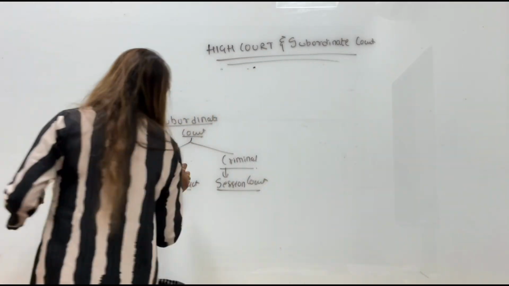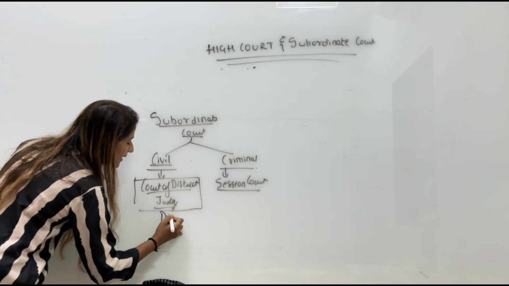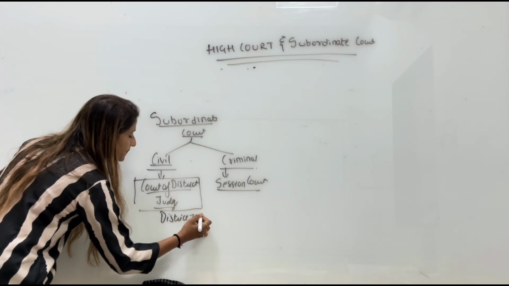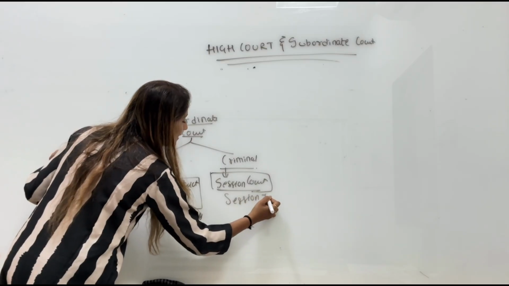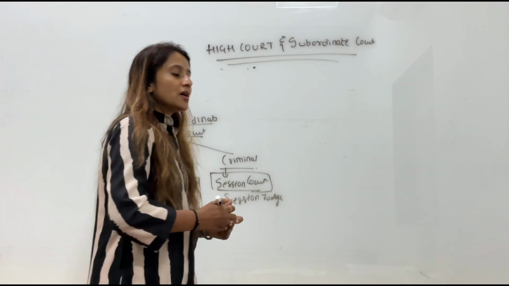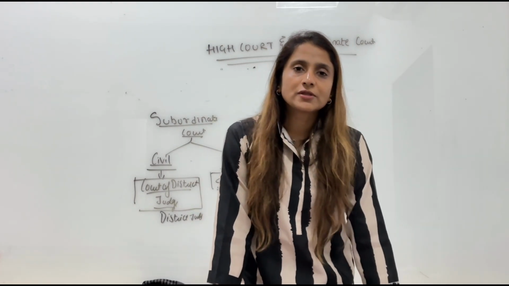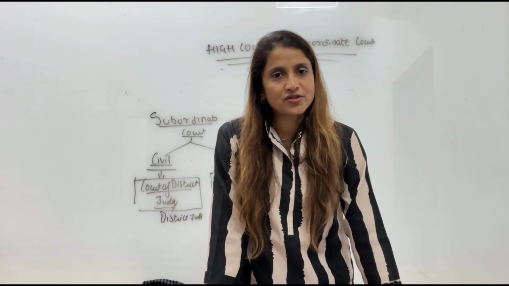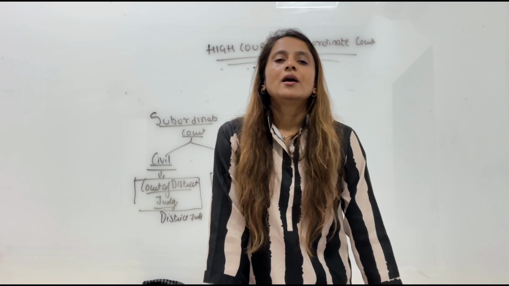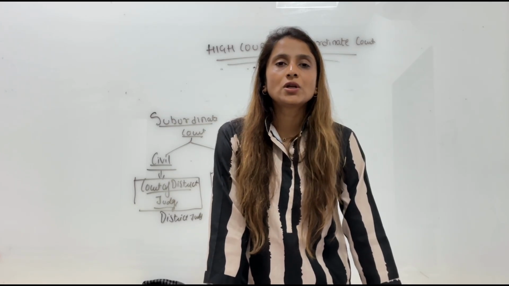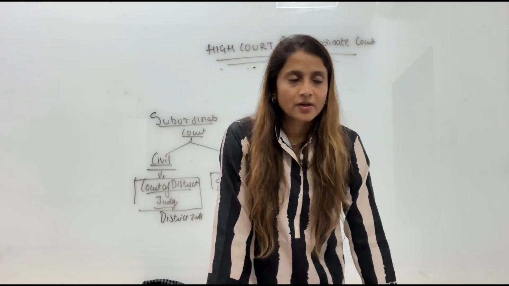The head of the district court is called the District Judge. The head of the Session Court is called the Session Judge. In short, criminal cases at the subordinate level are handled in the session court and presided over by the session judge. Civil cases at the subordinate level are handled in the court of the district judge and presided over by the district judge.